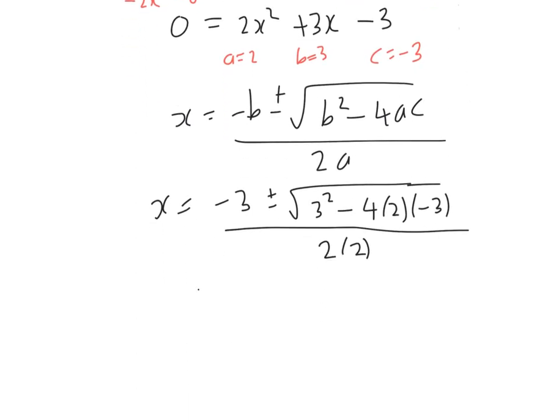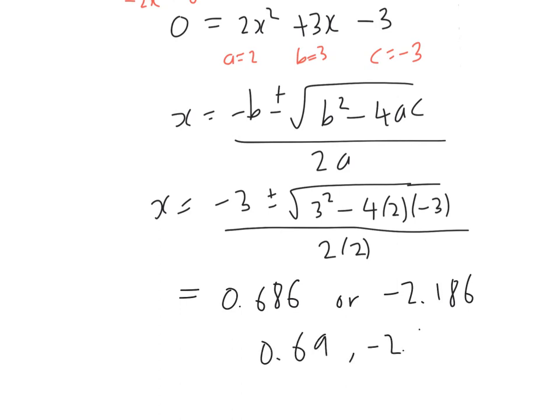If you put that in your calculator, when you put the positive in, you will get 0.686. And then if you put the negative in instead, remember we've got the plus or minus, you've got to choose one at a time, that instead gives you minus 2.186. That's to 3 decimal places. Probably 0.69 and minus 2.19 would be fine. Okay.